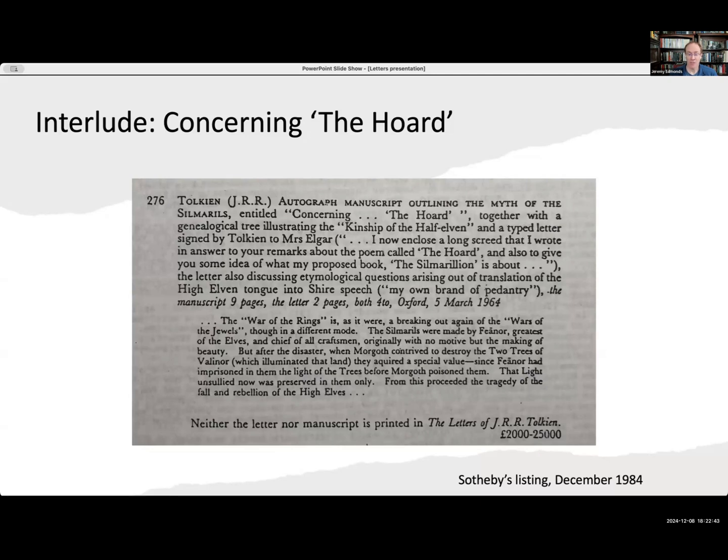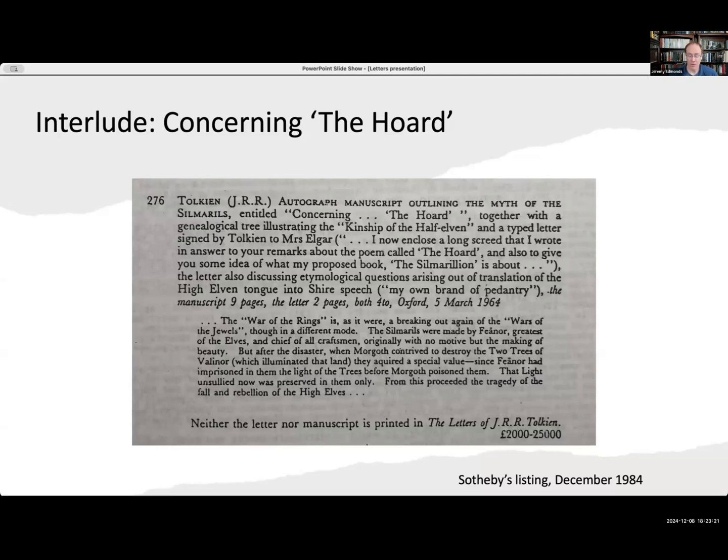But the actual letter itself is 2 pages long, and with it, Tolkien mentioned, as you can read here in the Sotheby's listing, that he was including a 9-page handwritten manuscript, which was concerning the poem The Hoard, and it went into significant background of the Silmarillion and how it associated. So this was sent in 1964. It had a significant amount of material in it about what wouldn't be published until after his death in the Silmarillion, almost 2 decades later.